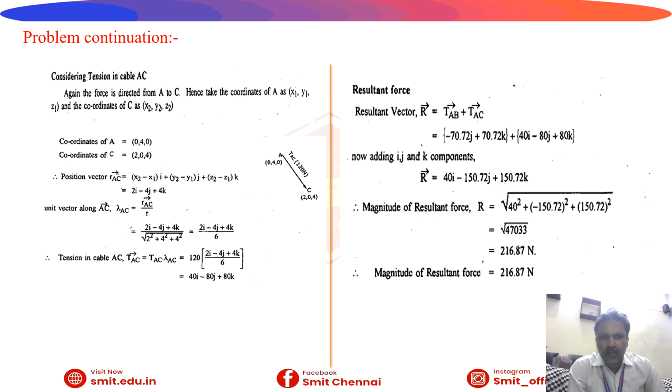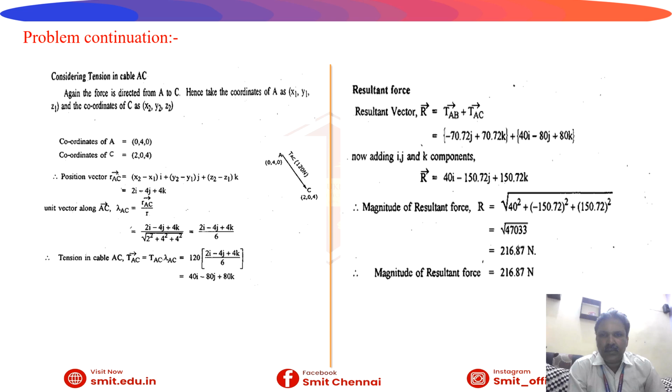Then tension in cable AC, that is TAC vector, is equal to TAC into lambda AC, equal to 120 into the previous expression what you got, that is 2i minus 4j plus 4k divided by 6. Finally you will get 40i minus 80j plus 80k.